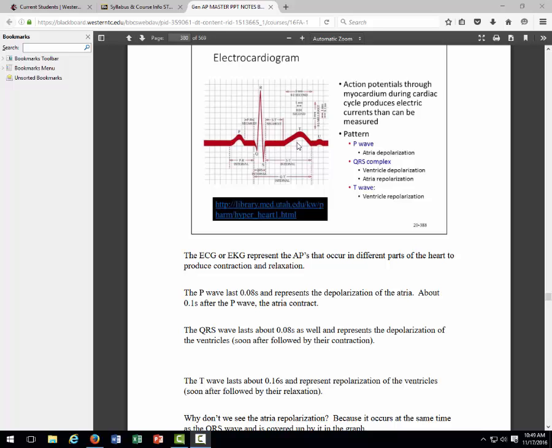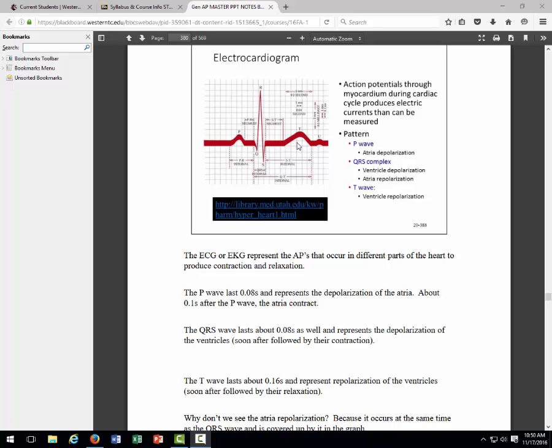And the ventricles are a pretty large number of cells, right? So you see a pretty rapid spike there. Whereas the atria are pretty tiny, so we don't see a big deflection off of the horizontal line for the P wave.